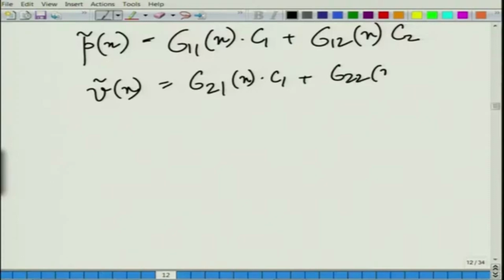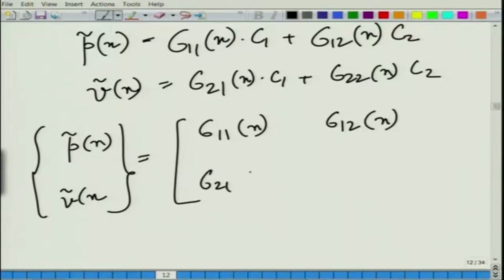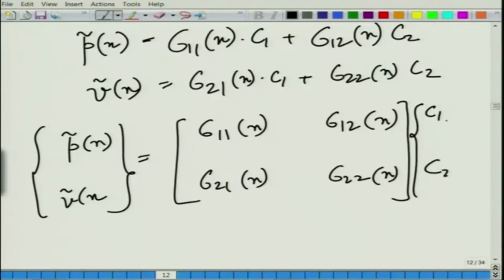So what happens now is that Px and Vx are then given by the following thing. It can be written in a matrix form like this: G11 of x and G12 of x, G21 and G22 of x, times C1 C2. Now, what we probably can do is that we need to eliminate the constants C1 and C2 and express everything, the state variables P1 and V1 mass velocities, with those at P2 and V2.